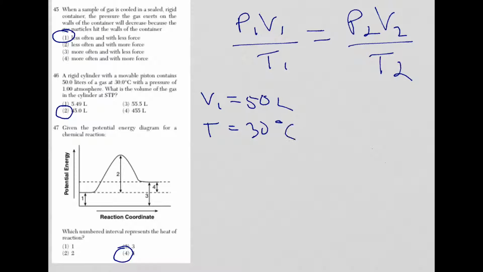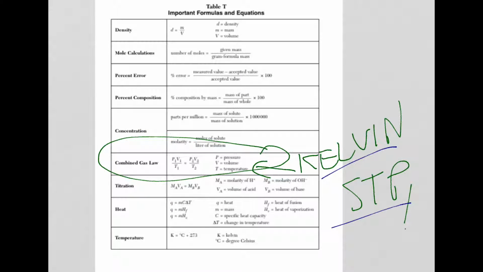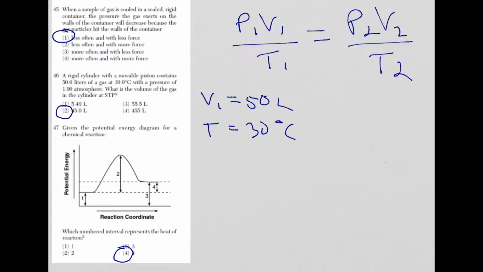Now my suggestion is to switch this automatically to Kelvin. And you'll notice here I have to add 273 anytime I'm dealing with Celsius. 273 plus 30 is 303. And then my pressure, that was T1, P1 is 1 atm. On the other side, I'm dealing with standard temperature and pressure. Standard temperature and pressure are listed on the front of the reference table. Standard temperature is 273 Kelvin, standard pressure, 1 atm.